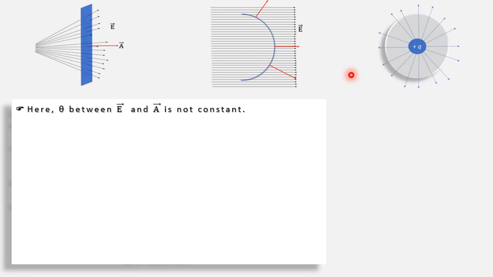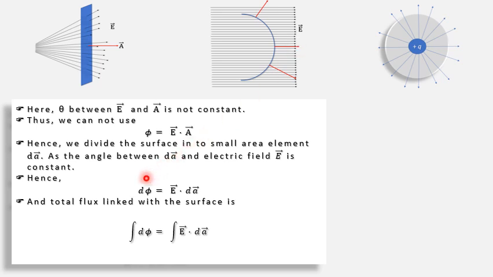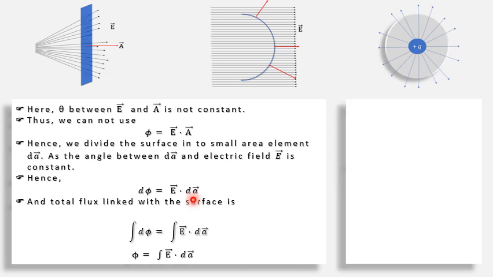If one of the three quantities is changing, rather than finding flux in one go, we can choose a small part of the surface. Consider a small part here, and let the area of that small part be dA. For this surface element dA, I have a fixed value of E, A, and the angle between the two. First I will find the flux linked with the small surface element. We can use this formula because now I have a fixed value of E, fixed value of A, and constant theta. Then we can integrate it over the surface to find the total flux. This is how we can find flux for situations where E or A or theta is changing.